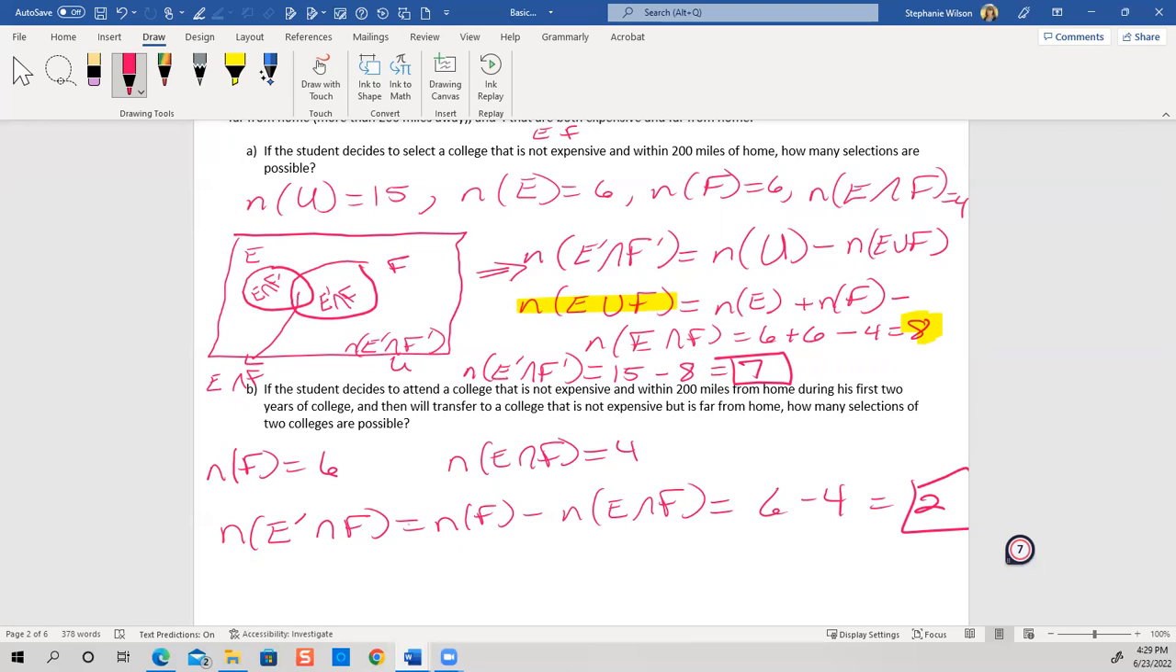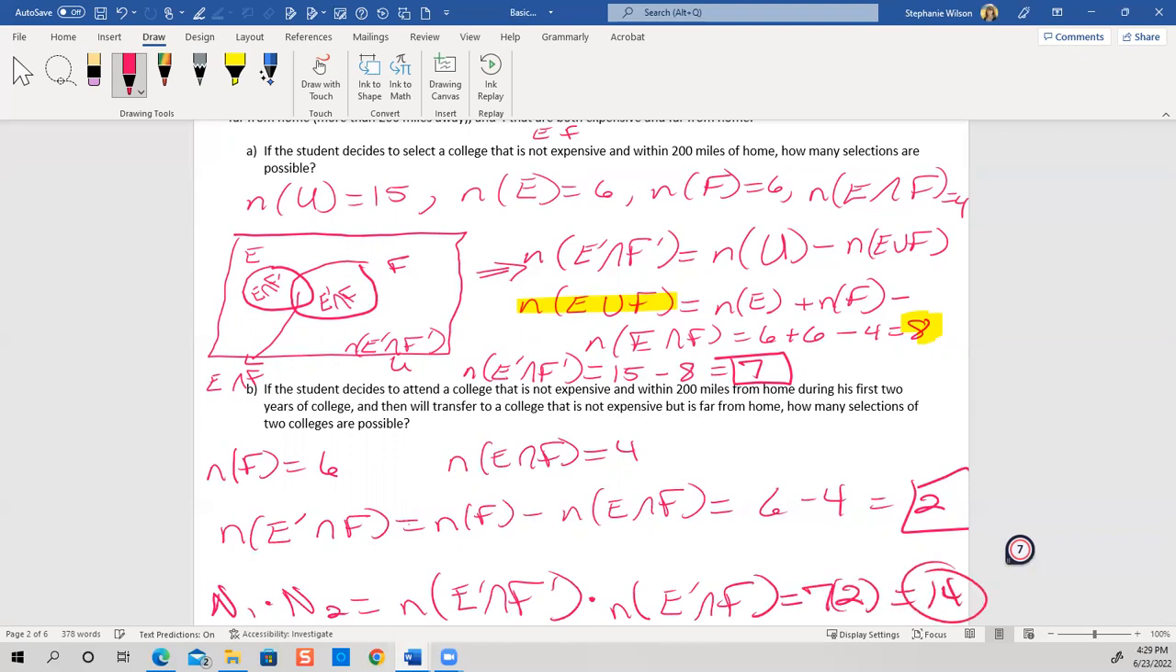Okay, so now what I have left to do, the final thing, is to take N1 times N2, which is going to be the number of elements of E prime intersect F prime times the number of elements of E prime intersect F. And what do I have? I have 7 because we got it up there from A, times that 2 is 14. And that is my answer.